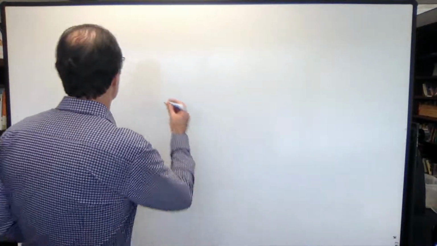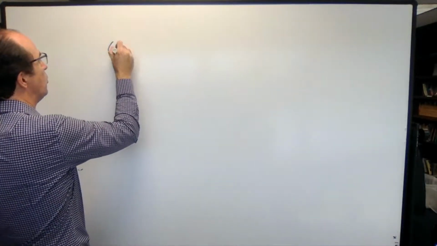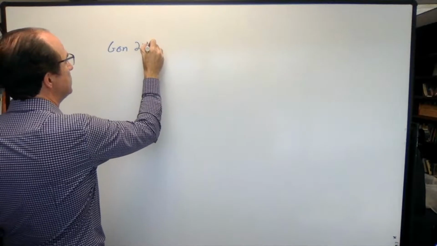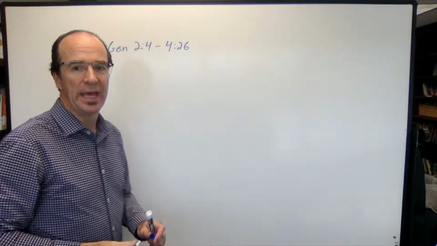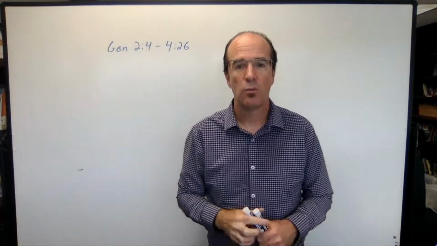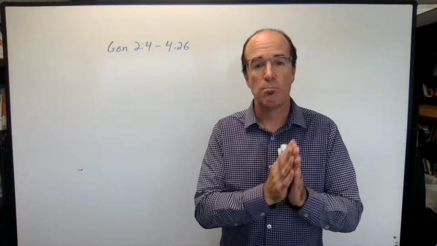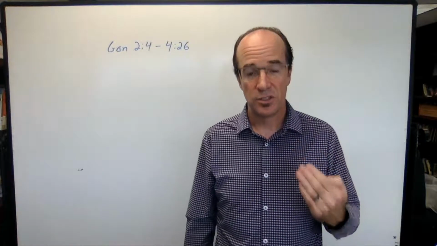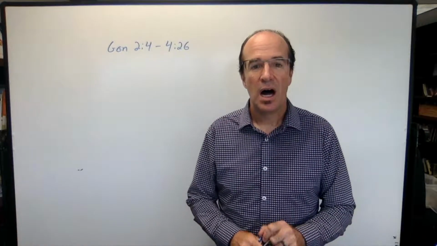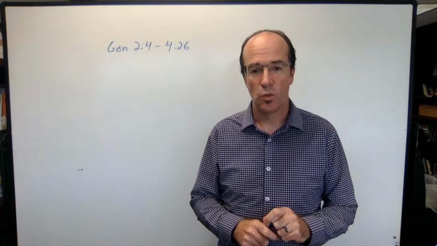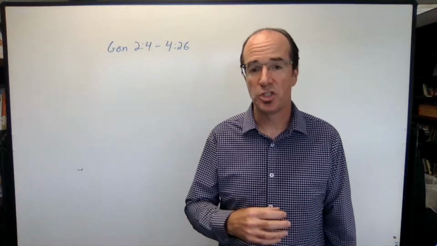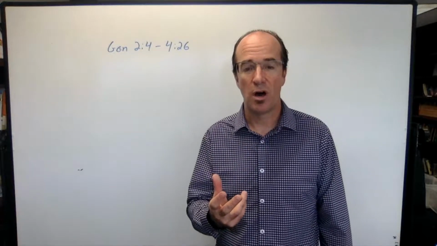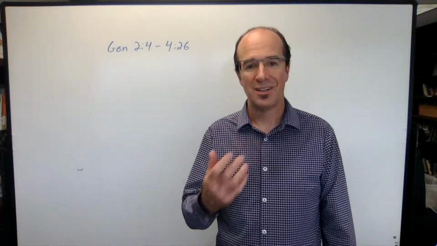And I want to use as an illustration the text Genesis 2:4 to 4:26. I'll give you a couple of assumptions. There are actually multiple ways to begin to study the passage. Two of the easiest ones are the ones that I'm going to talk about right now, and I would suggest using one of these two methodologies for our class.